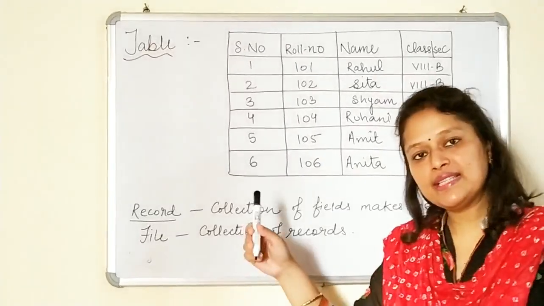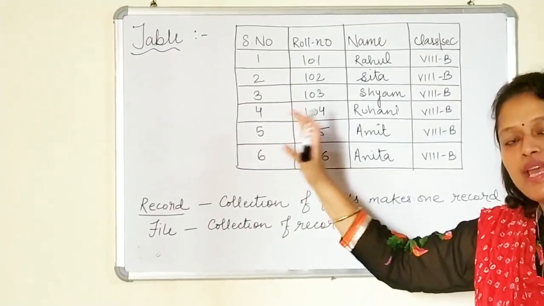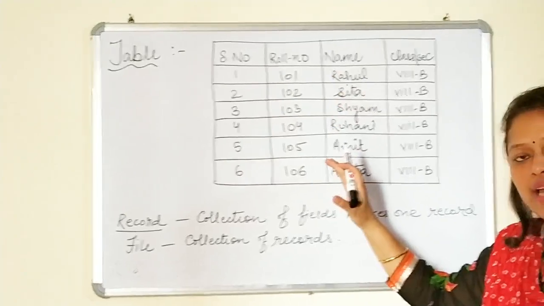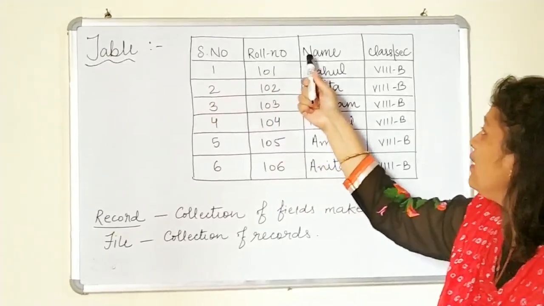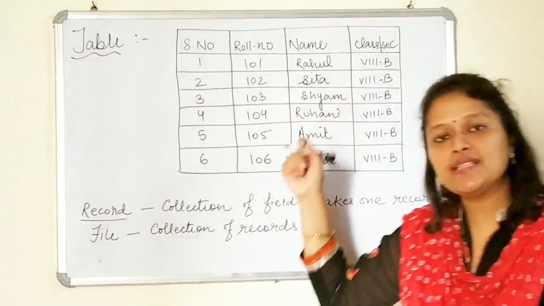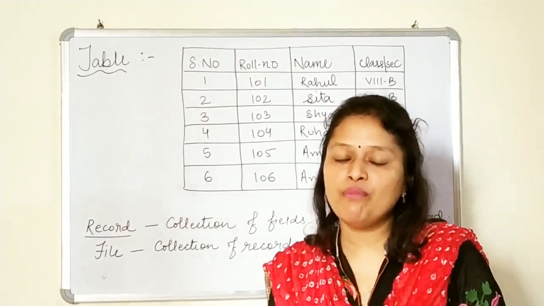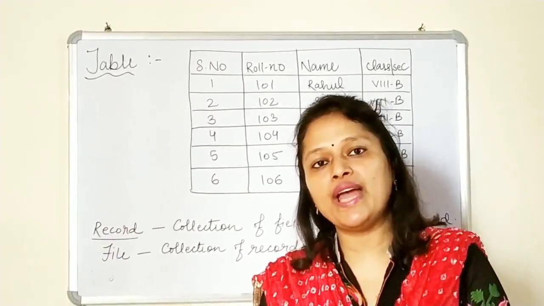Now children, this is a table. You can see the table is made up of rows and columns. These are columns. The vertical lines are called columns and these are what? Serial number, roll number, name, class, section. These are field names. First of all, you would select field names which give the information regarding what kind of data you stored in that field.